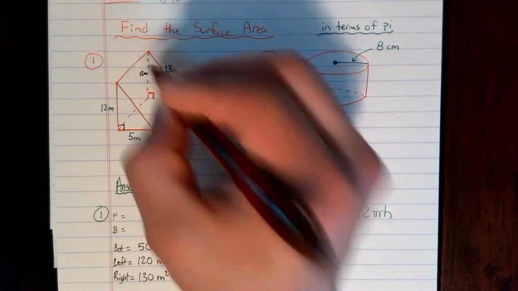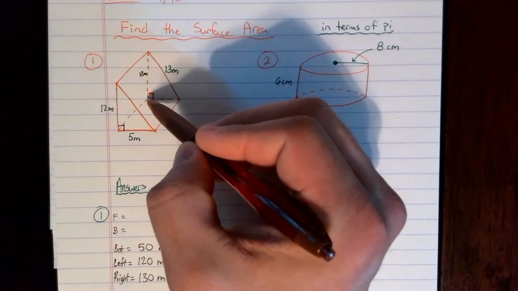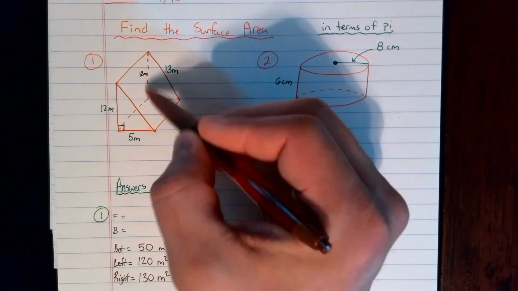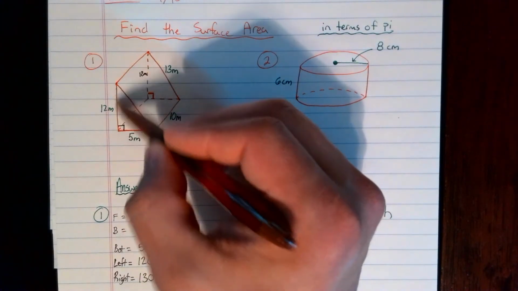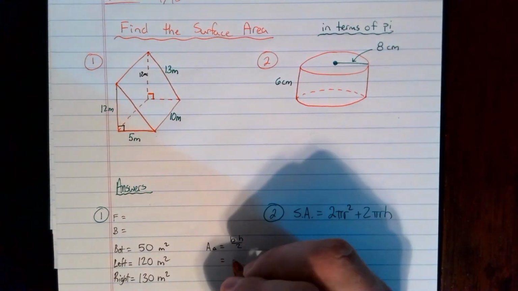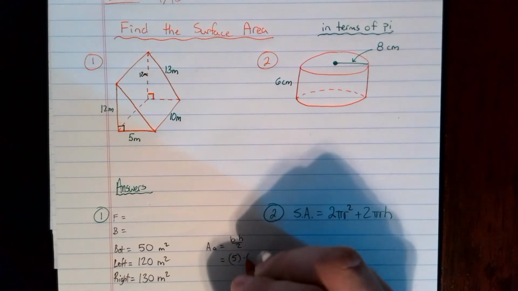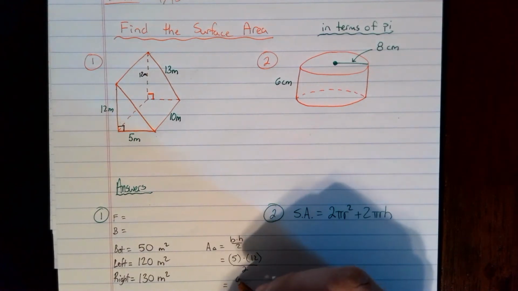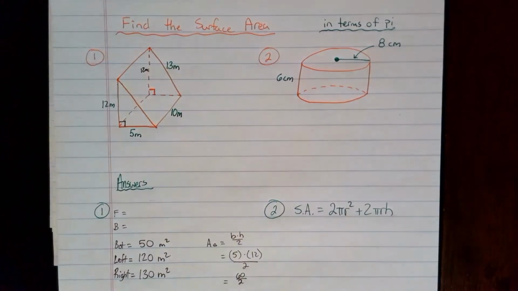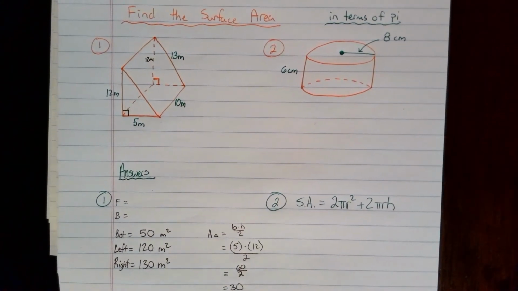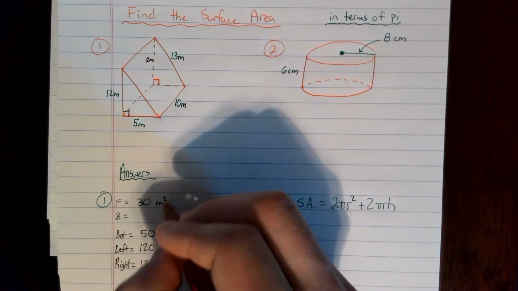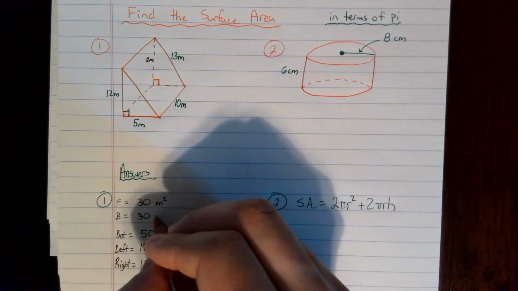You could have looked at this rectangle. The height is going to be the 90-degree distance up to the top point there. Since it's a right triangle, I can say that side length 12 is the height. So I have a base of 5 and a height of 12, divided by 2. 5 times 12 is 60, and 60 divided by 2 is 30. So the front is 30 meters squared, and the back is 30 meters squared.